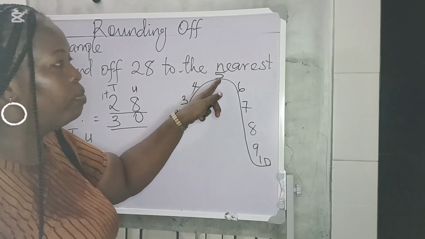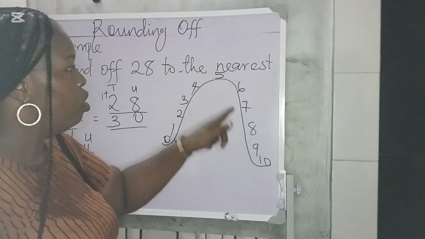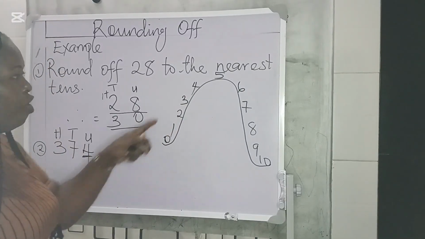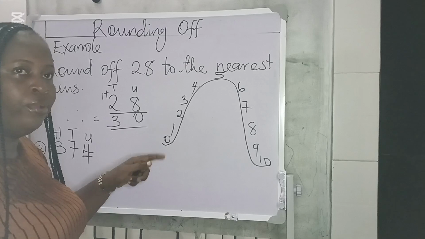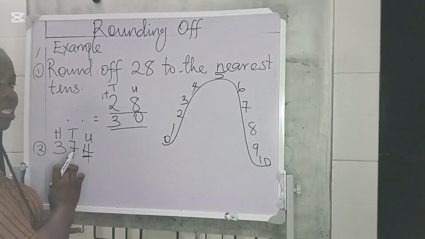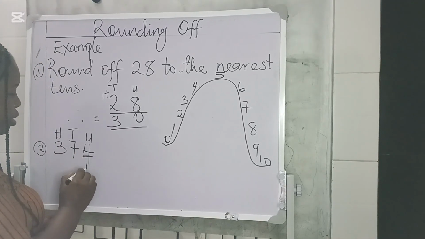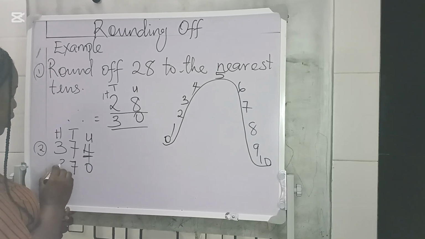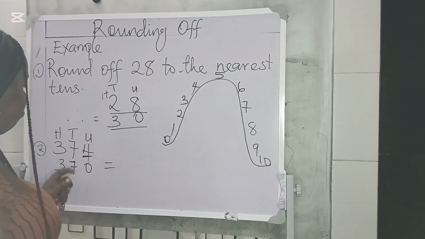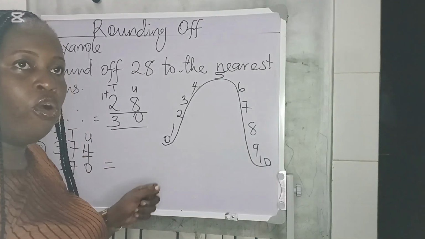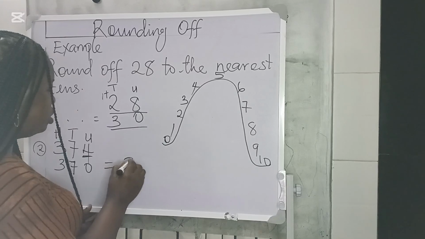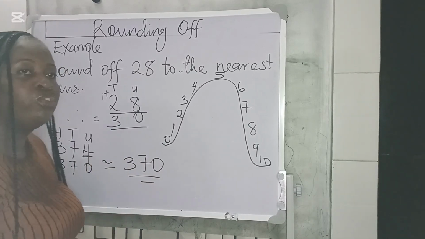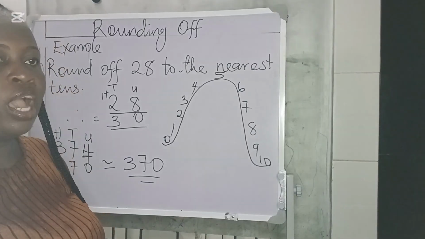Is 4 up to 5 that is going to go this way, or is it below 5 that will come down this way? Now looking at it, 4 is here, so it's going down to 0, and let it rest. You don't add anything to 7. So 7 remains 7, and then we bring down our 3. So to round off 374 to the nearest tens will give us 370. Are we all there?